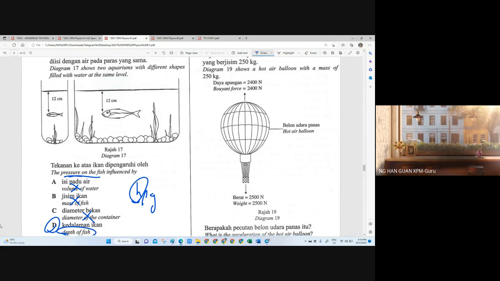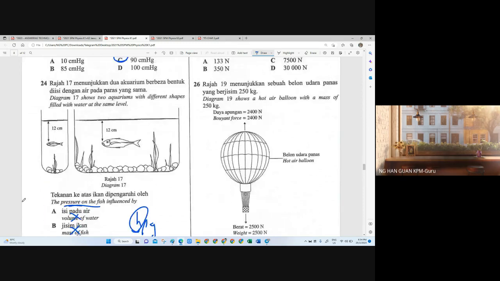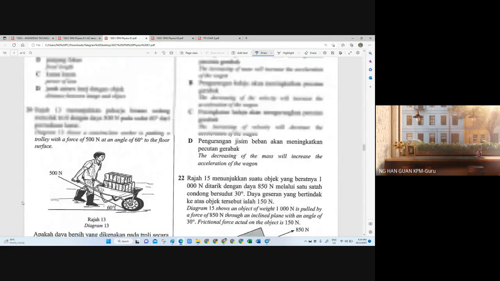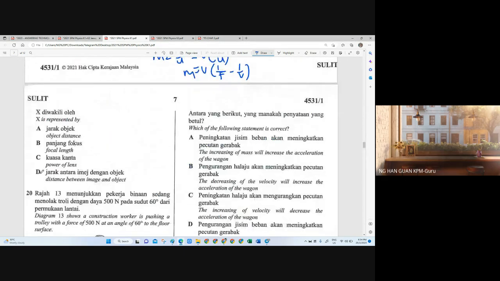So if the question asks like this, don't be surprised. This is the SPM standard. Basically, most of the questions will be like this. It seldom has a question like question 19. No need to worry. Questions like 19, maybe only 2 or 3 questions. So the rest is very basic.